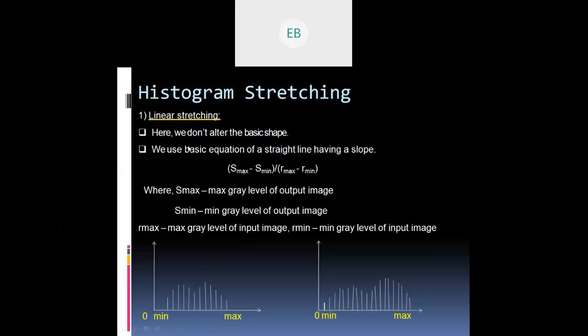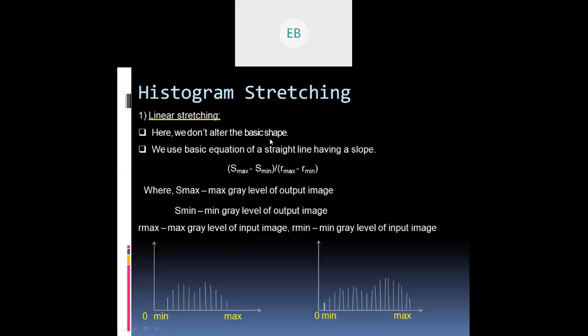For linear stretching we use a basic equation, which is the equation of a straight line having a slope. What is the slope of a straight line? Do you remember that? m equals y by x. Do you remember this term?